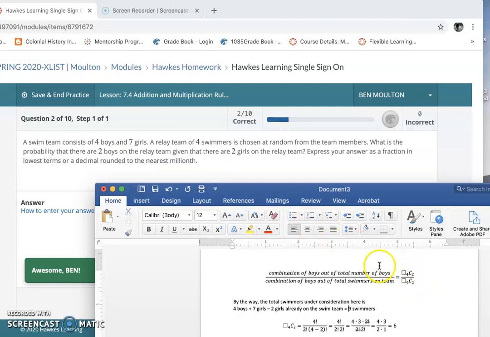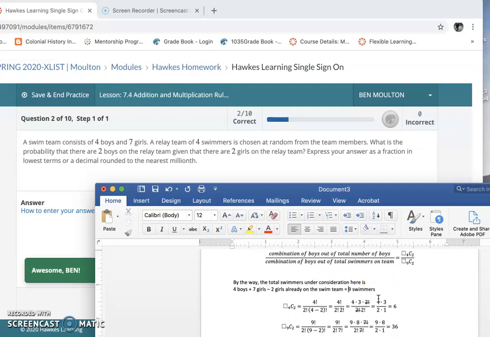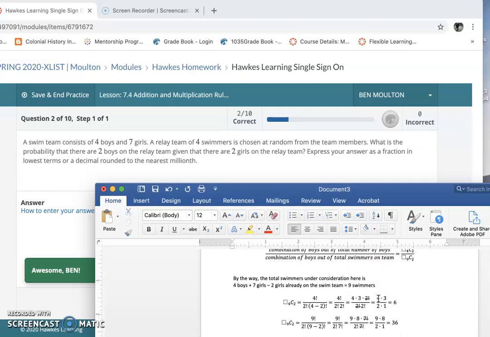And we've got to do division because we're doing the combination of boys out of the total boys, divided by the combination of boys out of the total number of swimmers. So I went ahead and did this the long way. You can use a calculator to figure this out. I've done this before on a calculator, but I'm showing you the long way in this case. So it's 4 factorial over 2 factorial times the quantity of 4 minus 2 factorial. That's the formula, the setup we're going to use for figuring out this combination.